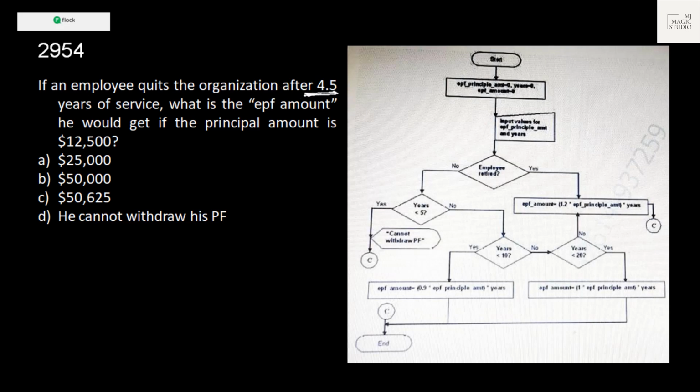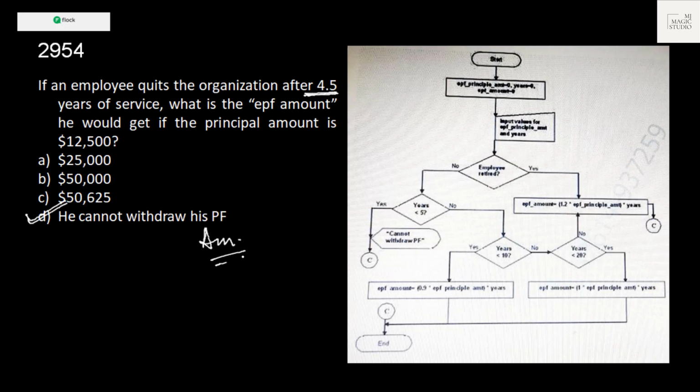Here the year of employment is 4.5. That means yes, year of employment is less than 5. If it is yes, then we go directly to C, which says cannot withdraw PF. So in our question, it is given that an employee quits after 4.5 years of service, he cannot withdraw PF. What is the PF amount he would get if the principal amount is 12,500? Answer should be he cannot withdraw PF.